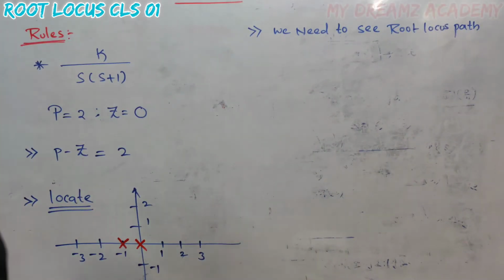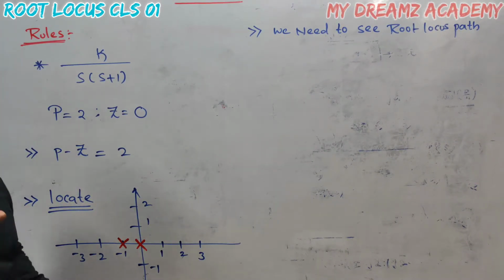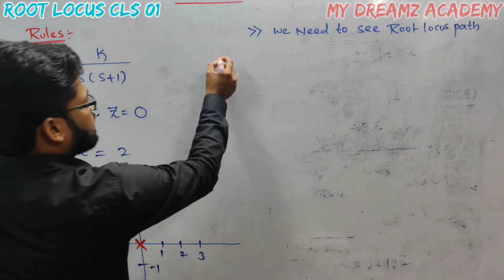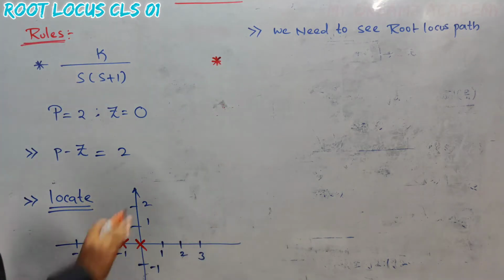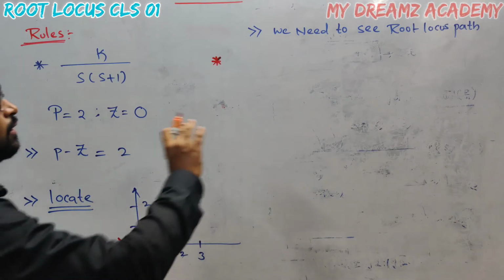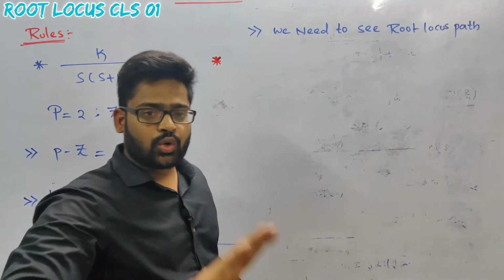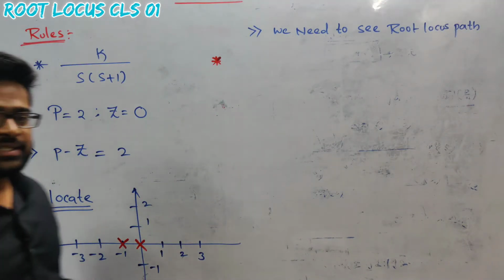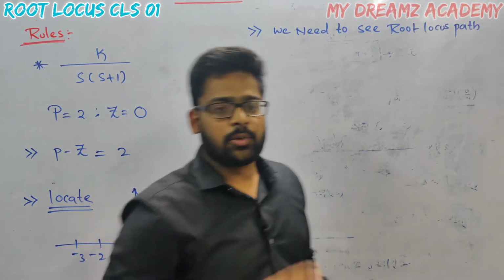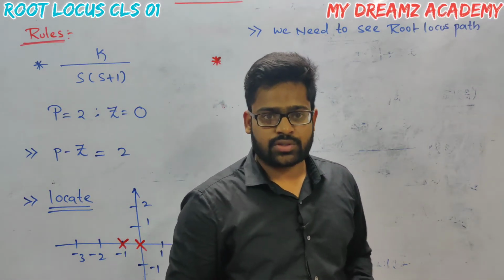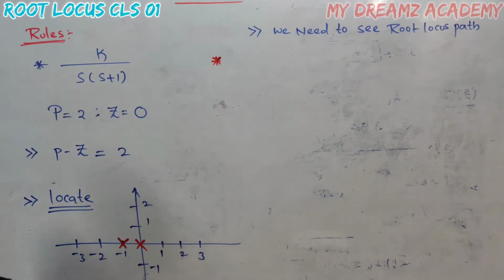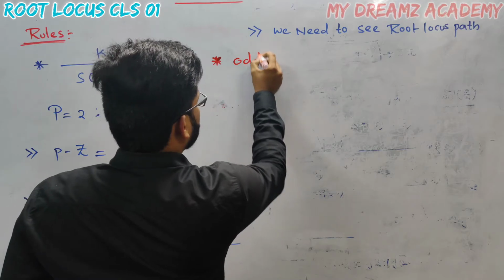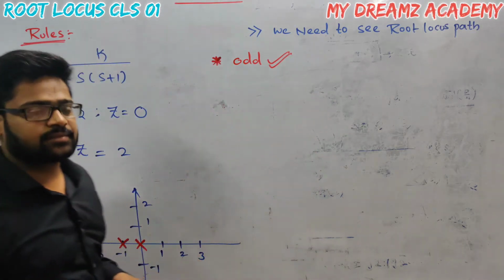Okay, whether the root locus path exists or not. Here the condition is, on the right side we need to count the roots of the given transfer function. Roots means it may be poles, it may be zeros. On the right side, the number of poles and zeros should be odd. Then the root locus path exists.